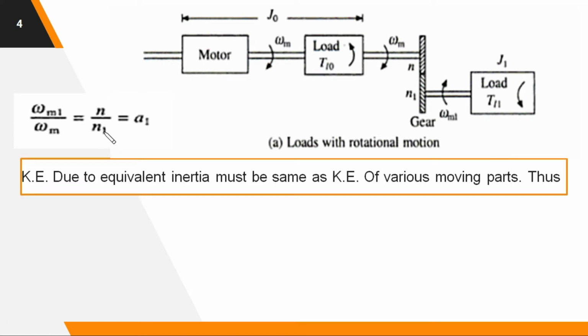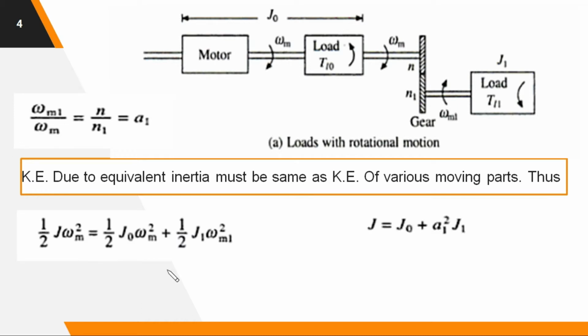Next, what is the kinetic energy? Depending on the kinetic energy, we have derived this equation: J is equal to J0 plus a1 square J1. This J0 term is related to the load which is directly connected to the motor, and this a1 square J1 term is there because there is a gear and tooth ratio present, and J1 is the moment of inertia of the load which is connected through the gear. So if such a number of loads are connected, then your generalized equation will be like this.